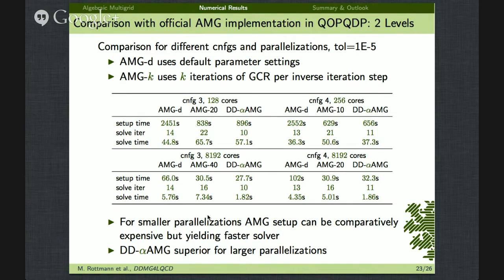And what we see here, so this is for the small parallelizations, what do we see here? I don't remember the slides that well, I have to admit.